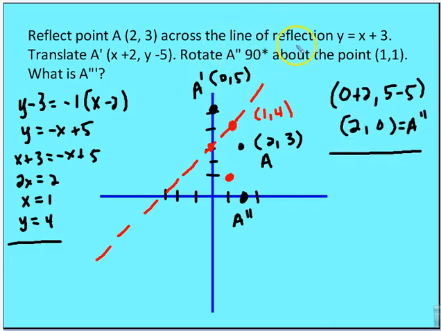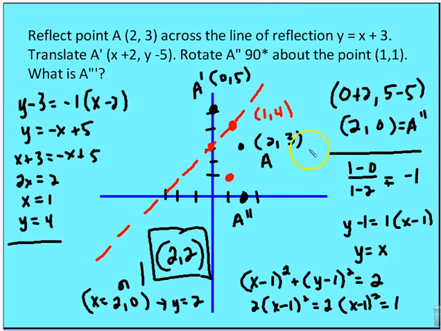Now we're going to translate A prime by plus 2, minus 5. So 0 plus 2, and then minus 5, and we end up at the coordinate A double prime, which is 2, 0. Okay, the last part is to rotate that around the point 1, 1.